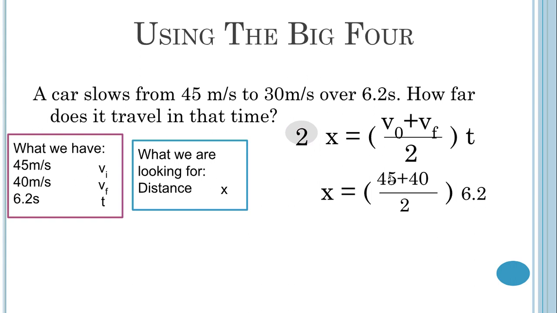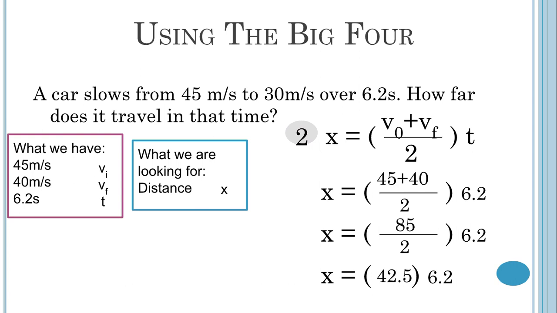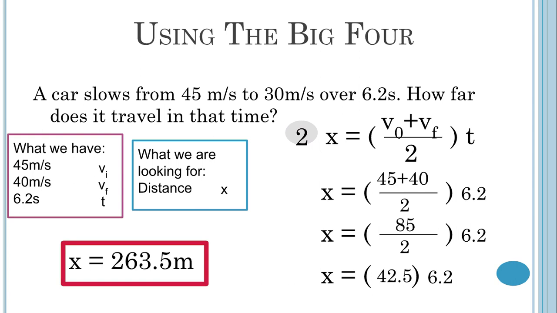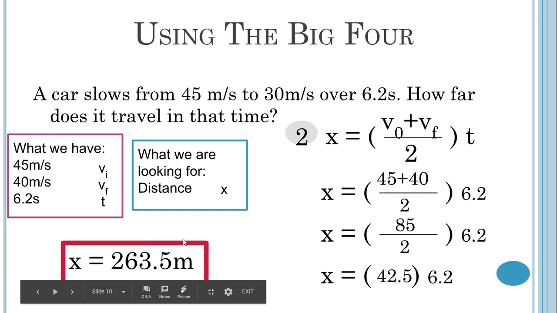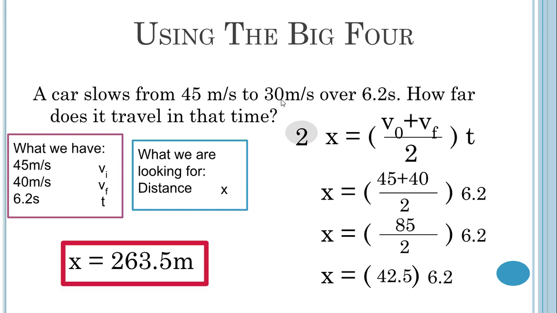This is in parentheses. This is on top of the denominator, so it's a numerator, so we're going to do that first. So we're going to have 85 over 2 times 6.2 seconds. 85 divided by 2 is going to be 42.5 times 6.2 seconds. That means that this car is going to travel 263.5 meters before it actually reaches this speed, or this velocity.